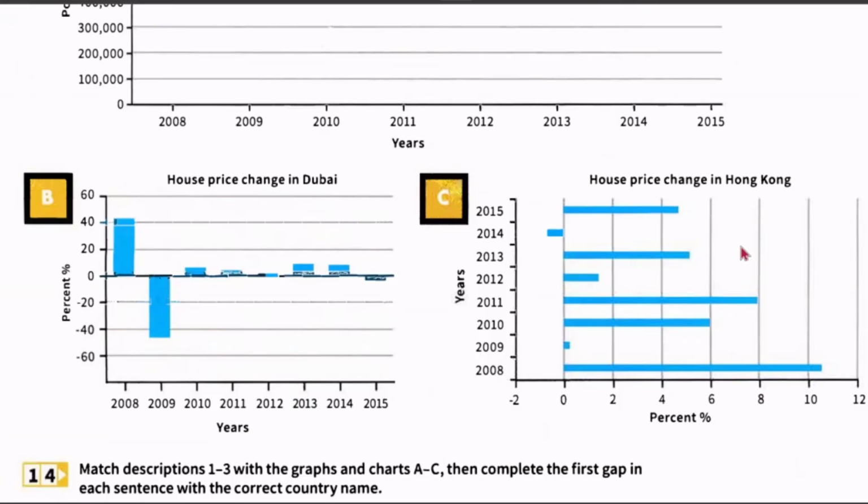Okay. The house price plummeted, and again in 2015, the house price increased significantly again. Right, very good.